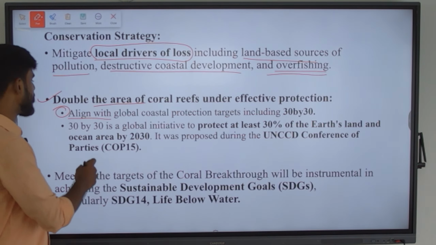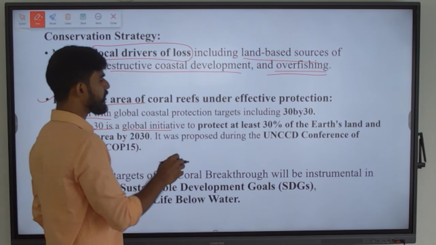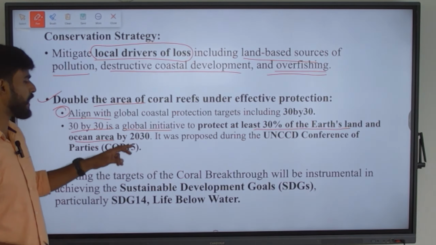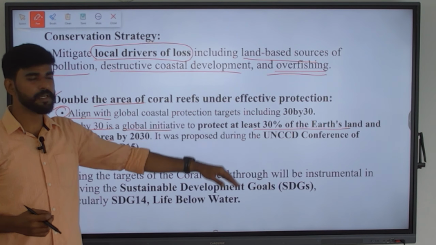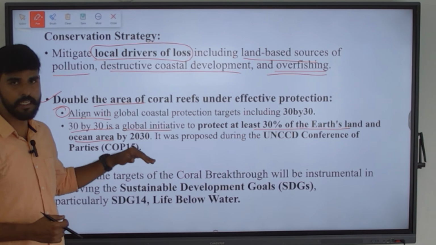What is this 30 by 30? It is actually a global initiative to protect at least 30% of the Earth's land and ocean areas by 2030. That is 30 by 30. Protecting at least 30% of the Earth's land as well as coastal areas by the year 2030.